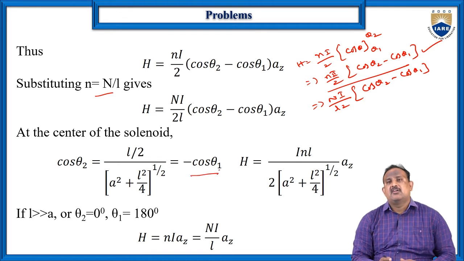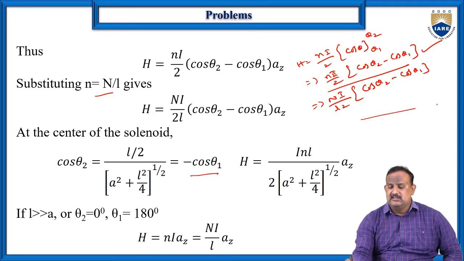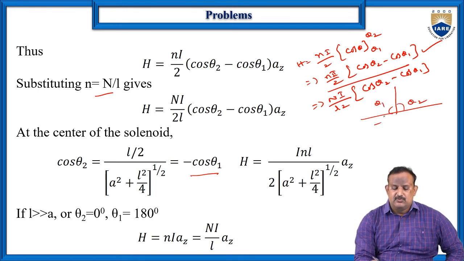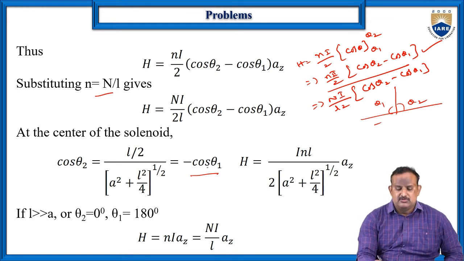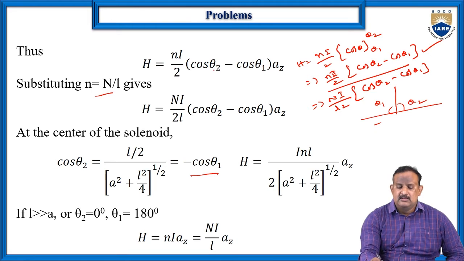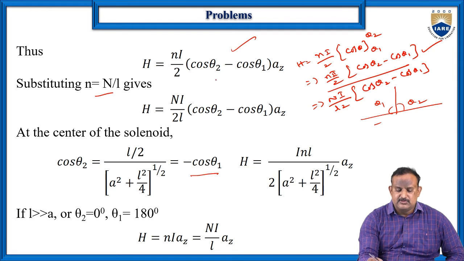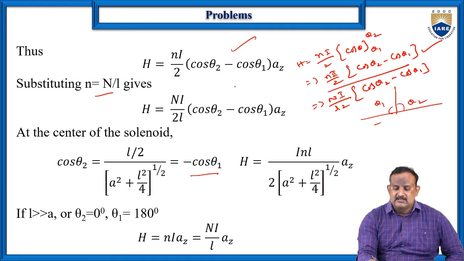Which is equal to minus cos theta 1, because the point is exactly at the center. So theta 1 is in the negative quadrant and theta 2 is in the positive quadrant. Therefore cos theta 2 equals exactly minus cos theta 1. So if you substitute these two angles in this equation, we can substitute L by 2 by root of A square plus L square by 4 minus, and again substitute this value. Minus of minus becomes positive, so we need to add the two expressions.